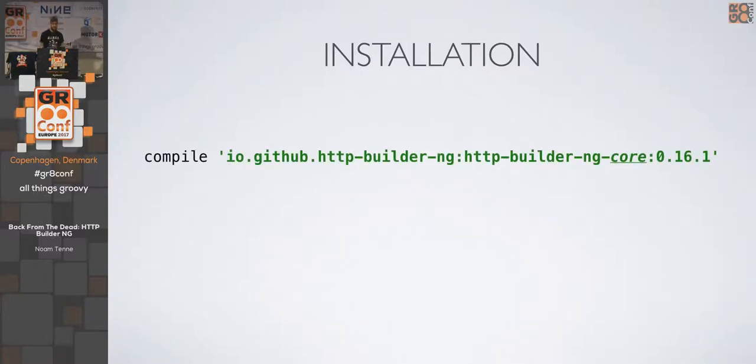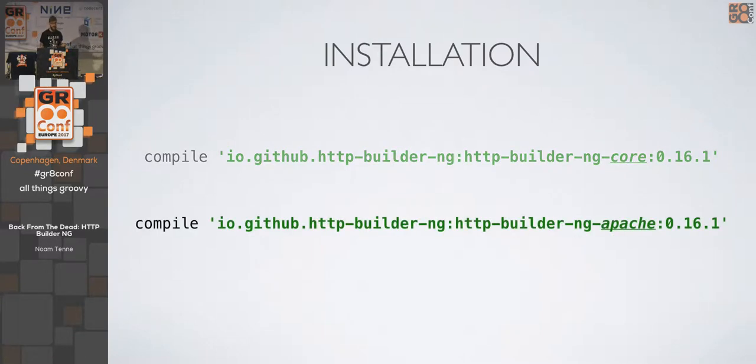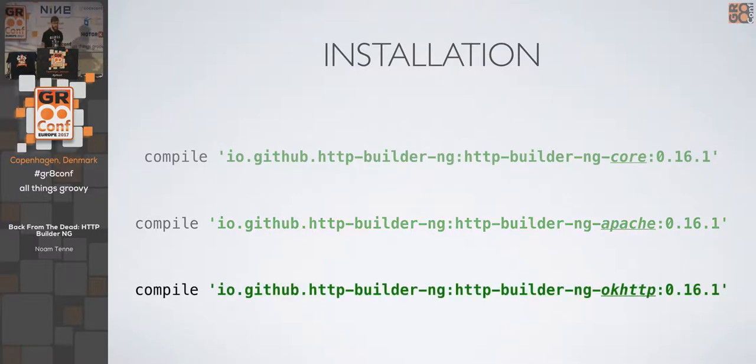So if you want to use core, you just depend on the compile ng core. You'll notice a pattern here. If you want to depend on Apache, then it's just another suffix. And the same with OKHTTP. So I personally prefer OKHTTP. It's pretty modern. It supports quite a few cool features which Apache doesn't. And Square are a really good company. I mean, the quality of code that they produce and donate to open source is extremely good.